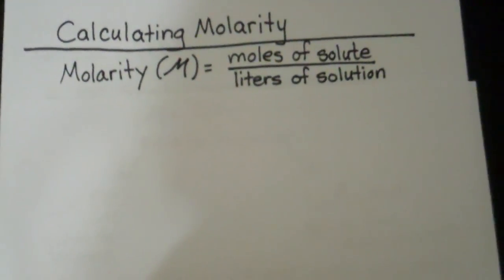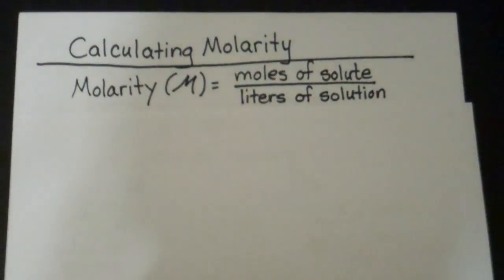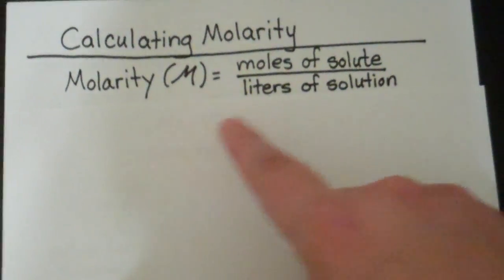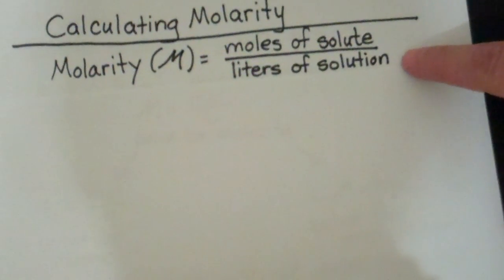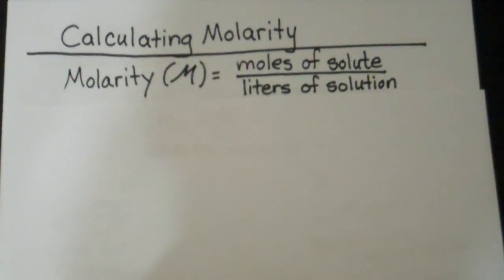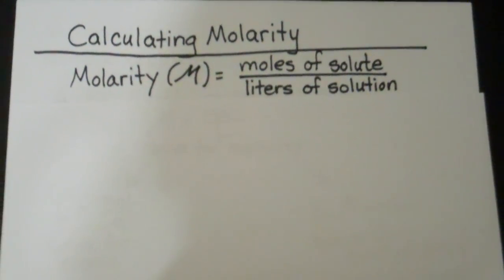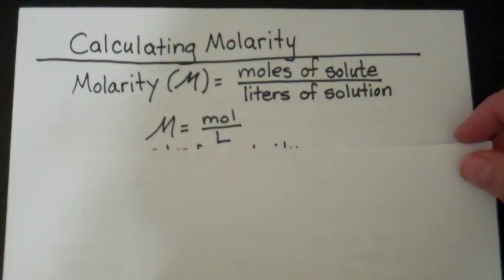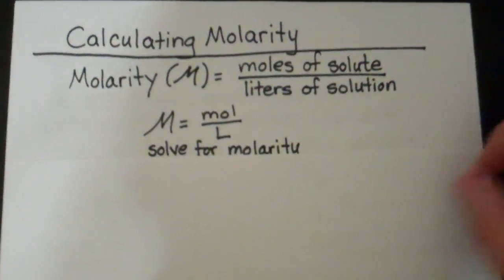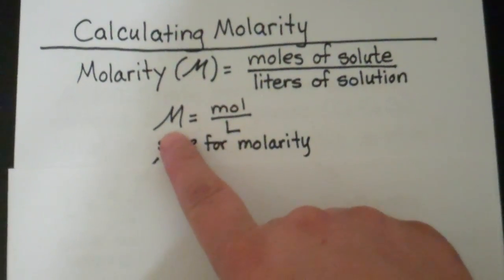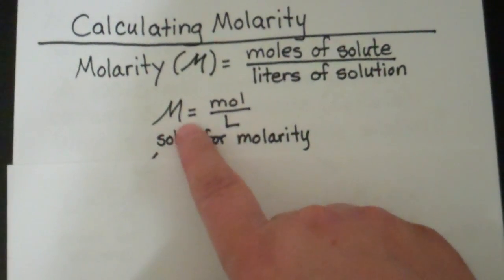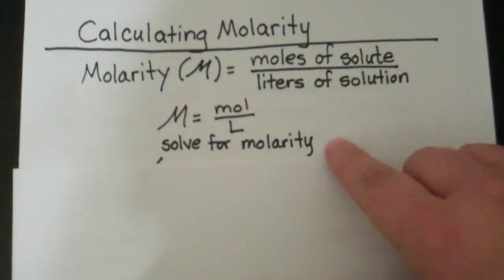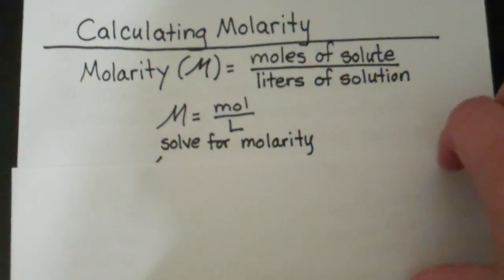First, you'll need the molarity formula. Molarity, here shown as the italic capital M, is the moles of solute divided by liters of solution. Remember that a solution is made from a solvent and a solute. This can be simplified using these symbols. Italic capital M equals moles over liters. You'll use this when you want to solve for molarity.